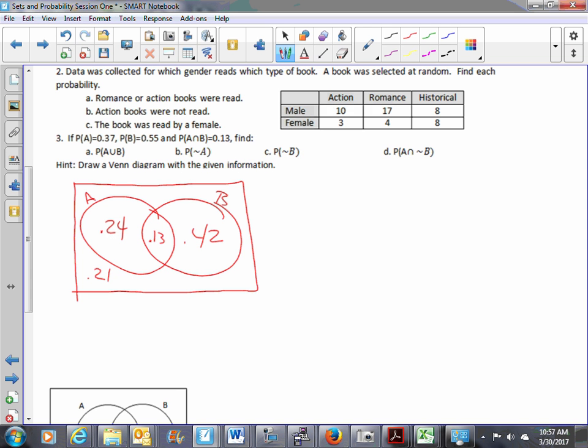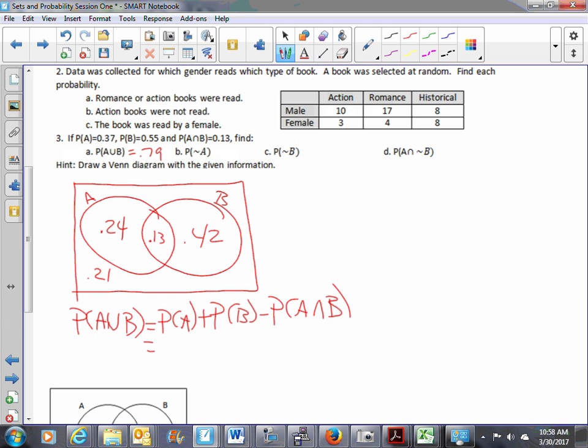What is the probability of A union B? Well, we already added 0.24, 0.13, and 0.42, and we got 0.79. Now, I can't not say this. We also know that the probability of A union B is equal to the probability of A plus the probability of B minus the probability of A intersect B. And they gave us all 3 of those numbers, so let's go ahead and just figure this out that way also.